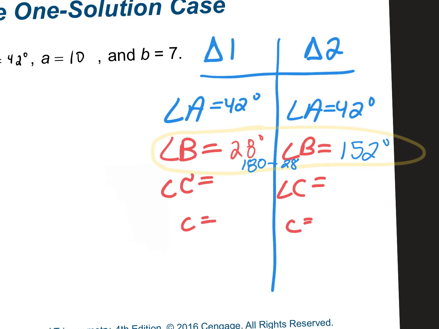How would I figure out in triangle 1 what angle C measures? You add 42 and 28. So 42 plus 28, I get 70. So I say 180 minus 70 and I get 110. Agreed? Okay. Well, now let's figure out if a second triangle exists.